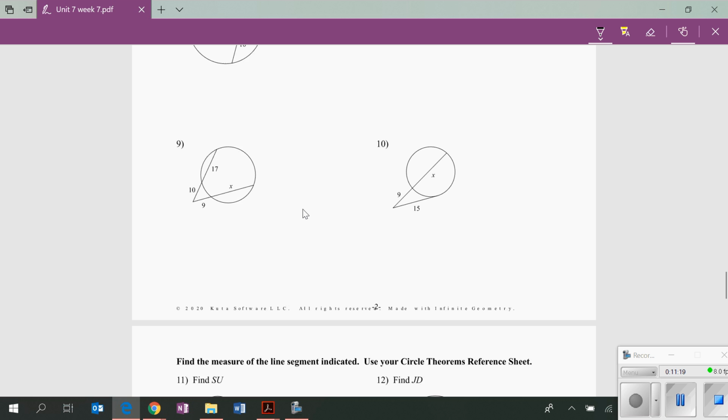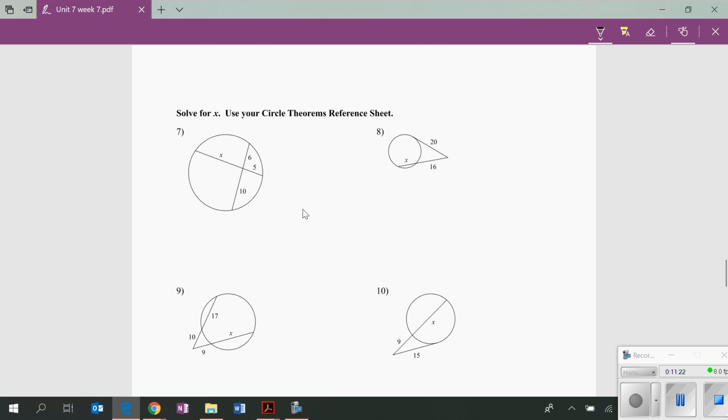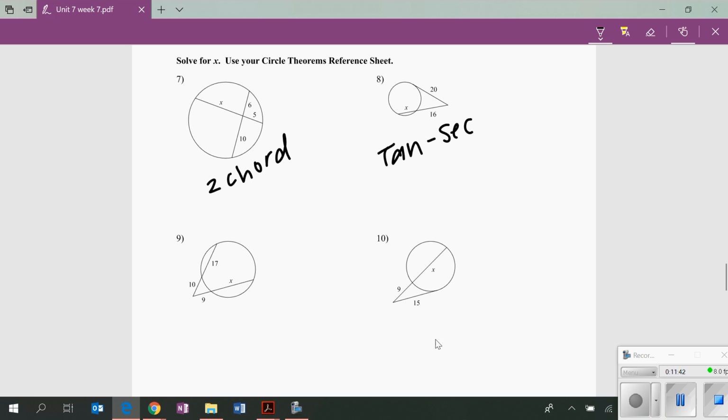I'm just going to do one of these. In this case, you've got 2 of them, or let's talk about this. So I know that you're going to use 2 chord theorem for here. You're going to use your tangent secant for this one, and also for this one. And this one is your 2 secants. So since we've got two tangent secant ones, we'll do one of them together.